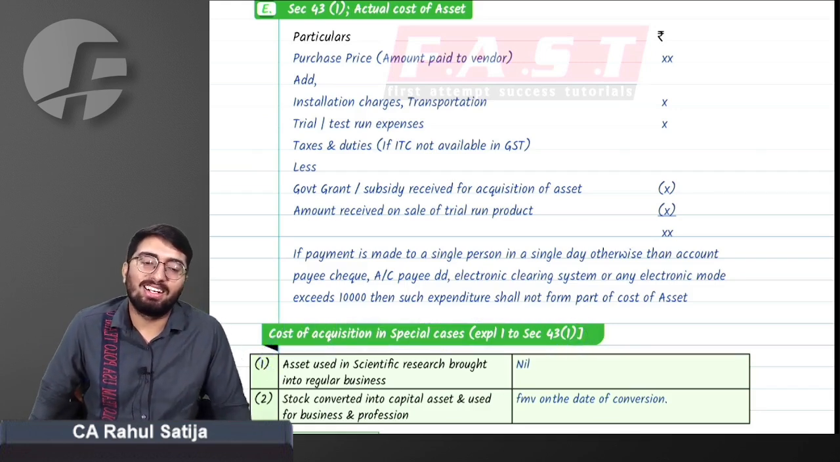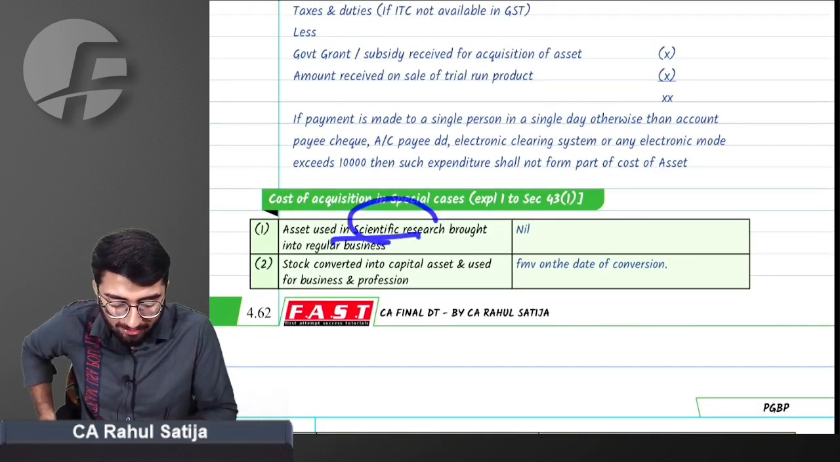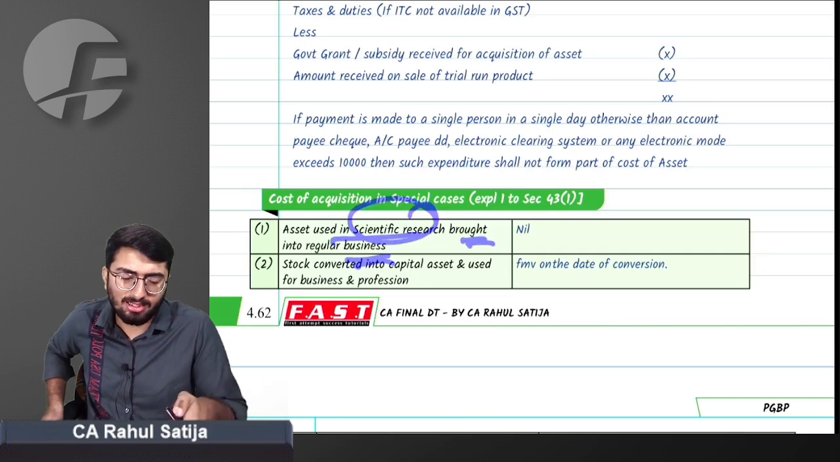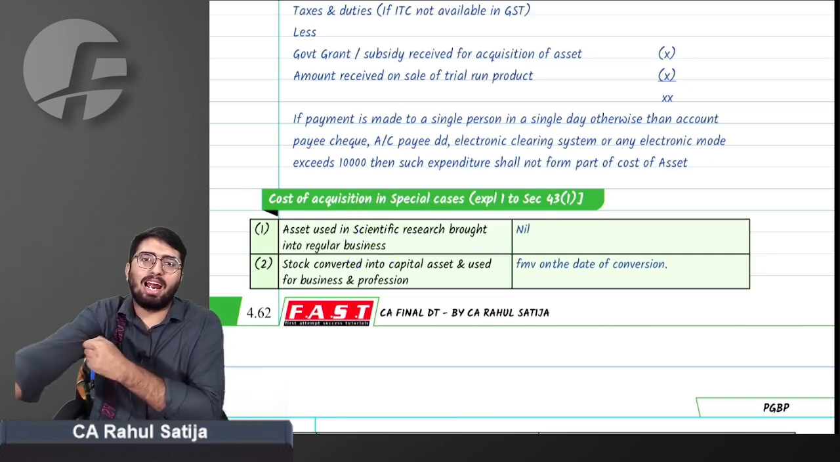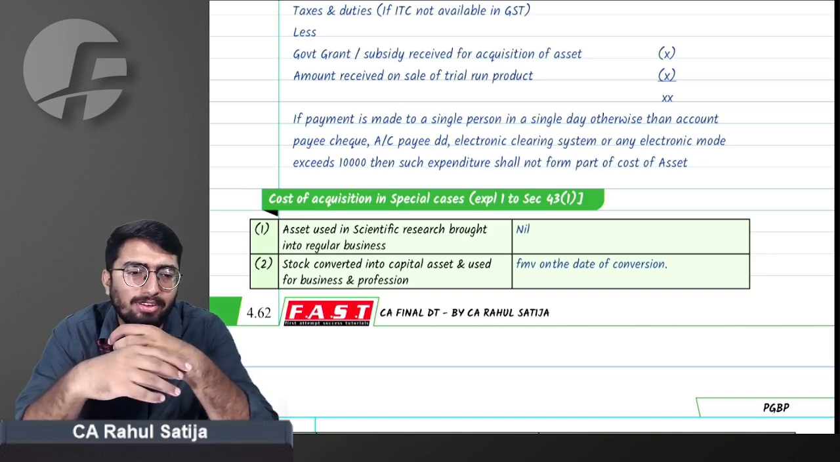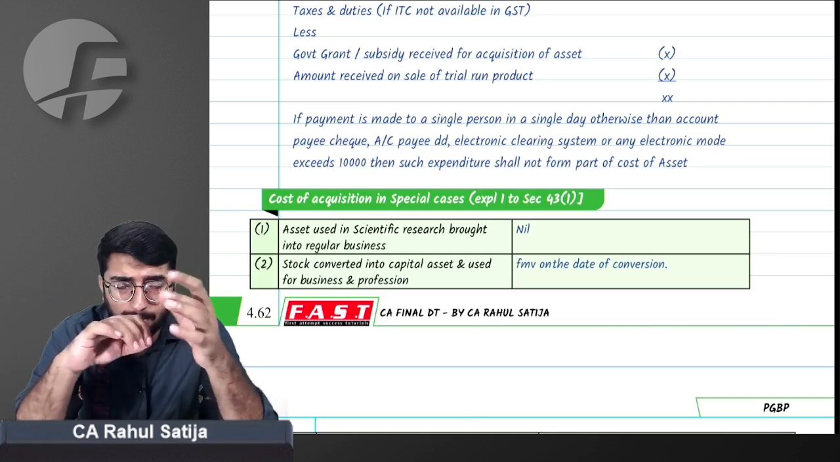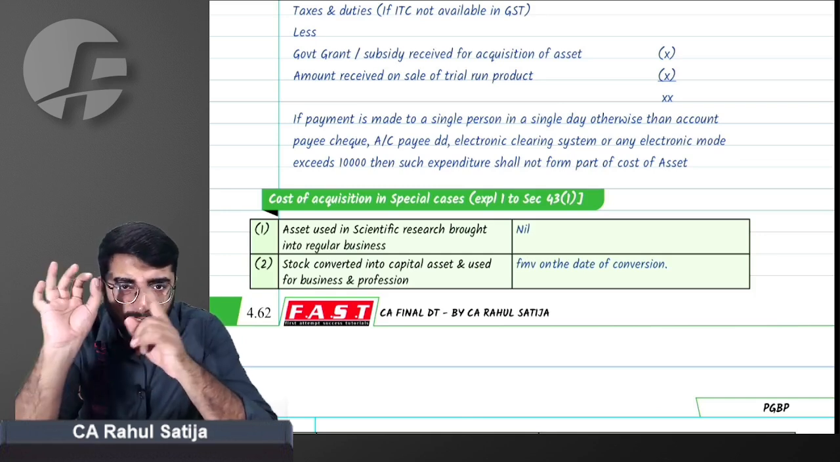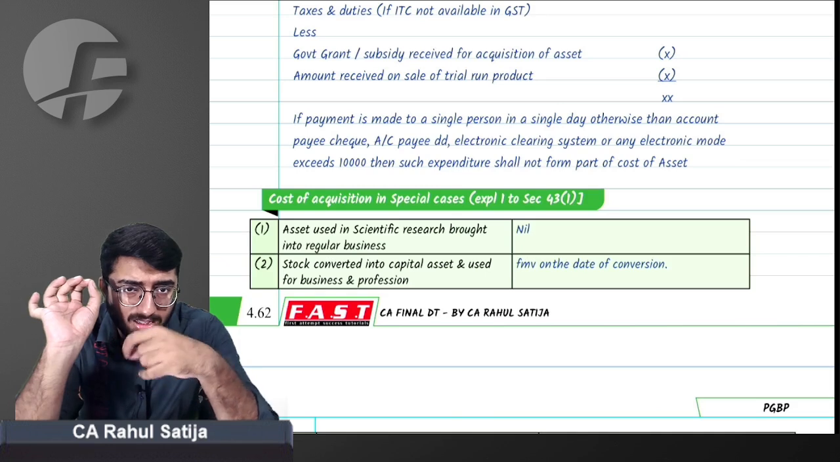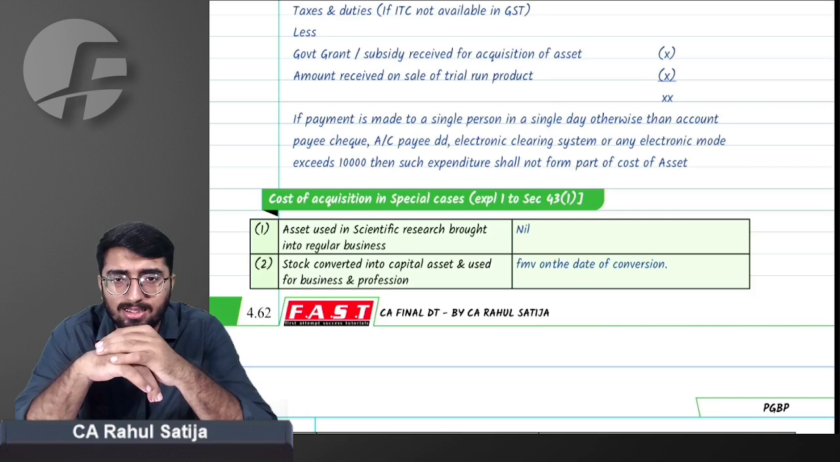Sir, what special cases? So first of all, if any asset is used in scientific research and brought into regular business. What happens when an asset is used in scientific research? The asset is entitled to 100% deduction, 100% depreciation. Whenever you buy an asset that is used in scientific research, you get 100% deduction for such assets.